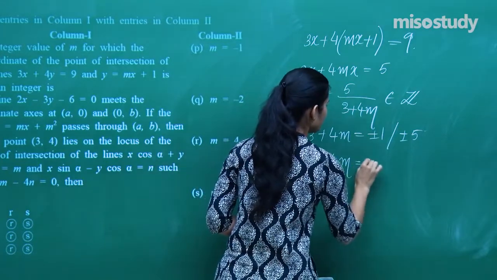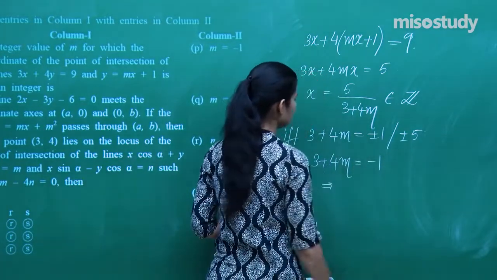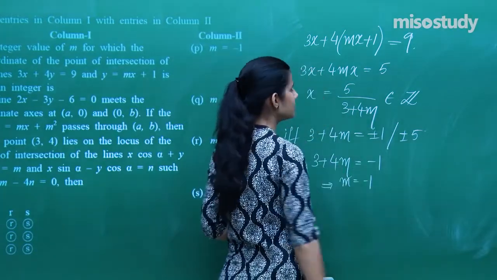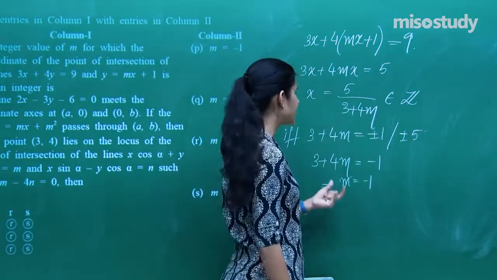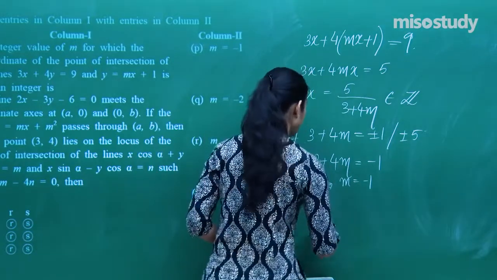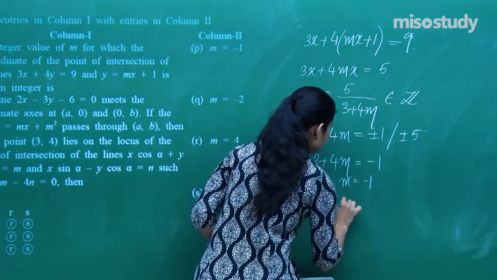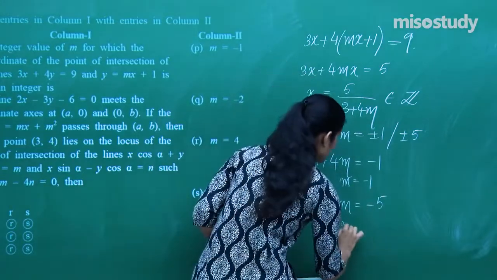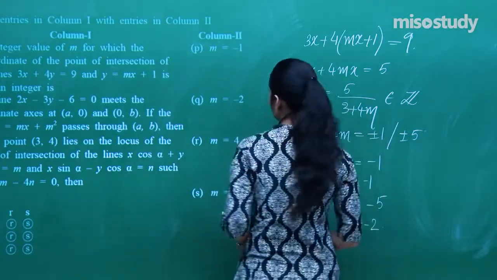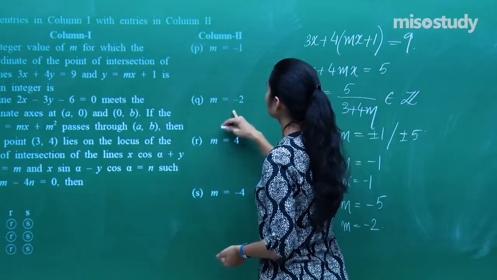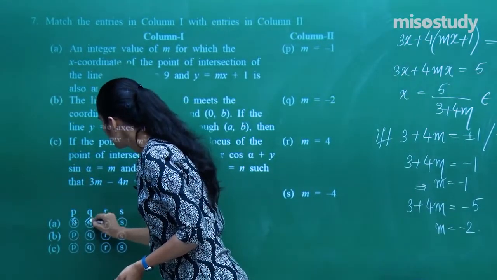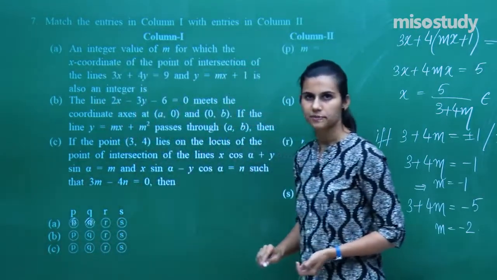3 plus 4m is minus 1 implies m is minus 1 because this is minus 1 minus 3. That is minus 4. M is minus 4 upon 4, which is minus 1. And if 3 plus 4m is minus 5, this becomes m is minus 2. So two of the answers are m is minus 1, m is minus 2. Both p and q will be shaded against it.